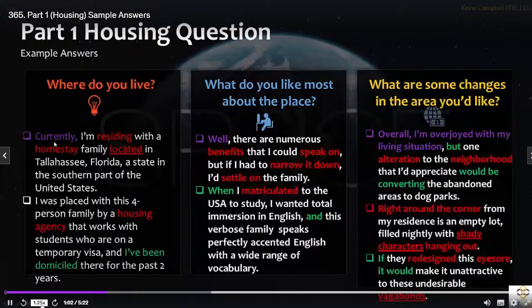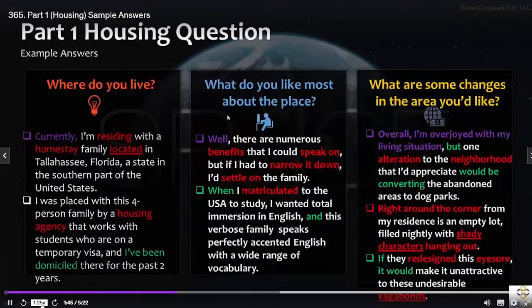Right? So the word currently is definitely used for sounding more native speaker like for fluency. Residing instead of lived. Homestay is subject specific vocabulary. Located is related to live. Then I give the city, the state, and where it's actually located in terms of what part of the country. Then we go to a 4-person family, housing agency vocabulary, perfect tense used correctly, past perfect tense. So that's a standard, again, general to specific.